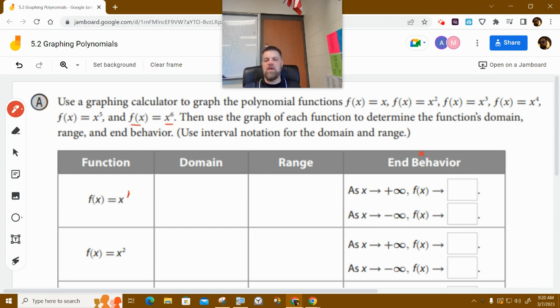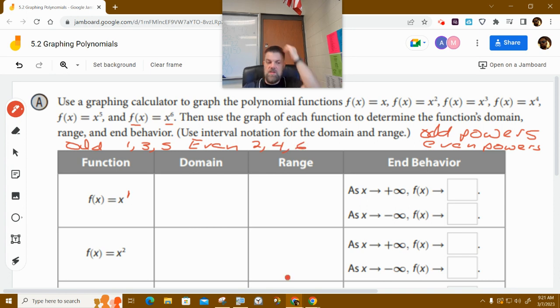What I want you to observe is odd powers of x and the even powers of x. There's a pattern that will emerge. So remember that odd numbers are 1, 3, and 5, and that the even numbers are 2, 4, and 6.